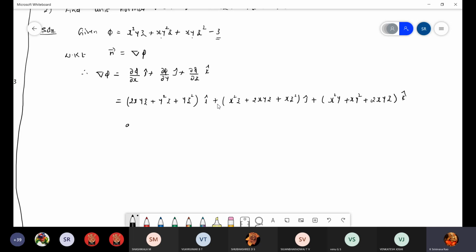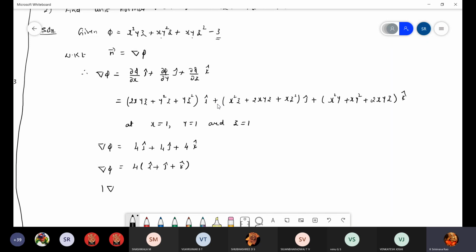At x equals 1, y equals 1 and z equals 1, the given point, what will you get for grad phi? 4 i cap, 4 j cap, 4 k cap. So 4 i cap plus 4 j cap plus 4 k cap. Better you take 4 common, because it is a common number. You will get i cap plus j cap plus k cap. This is grad phi.